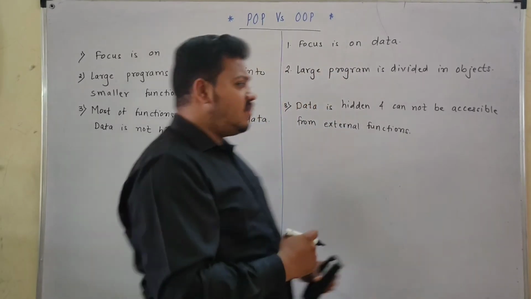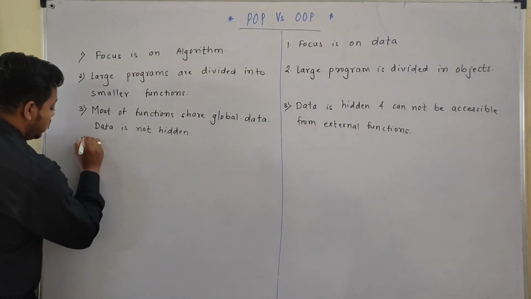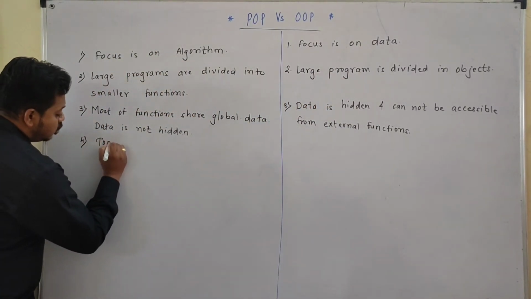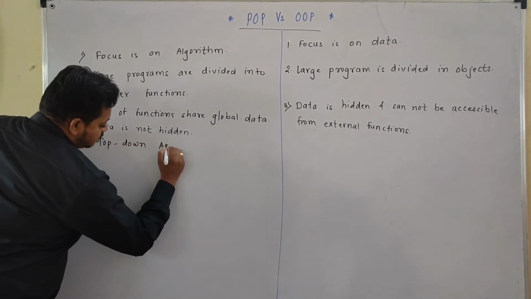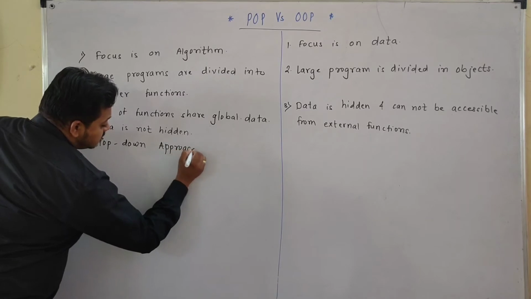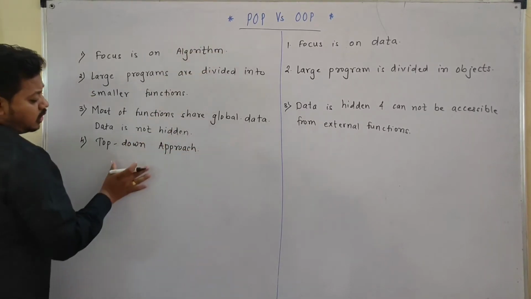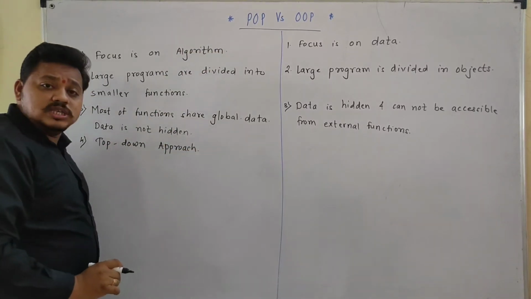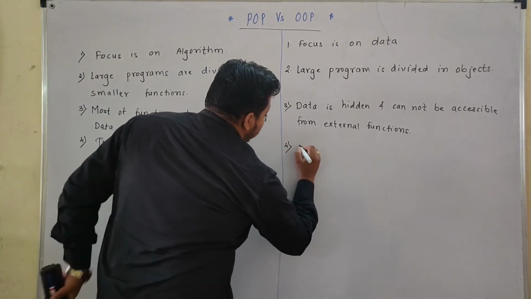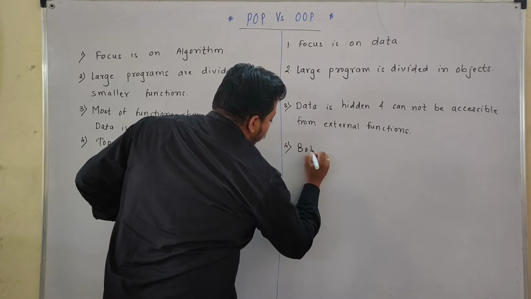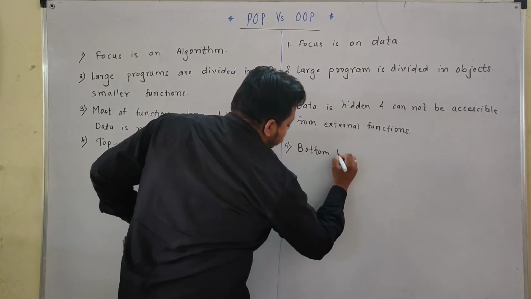Now the fourth difference is the approach it employs. In procedure-oriented programming, which approach is used? Top-down approach is used, but in object-oriented programming, bottom-up approach is used.